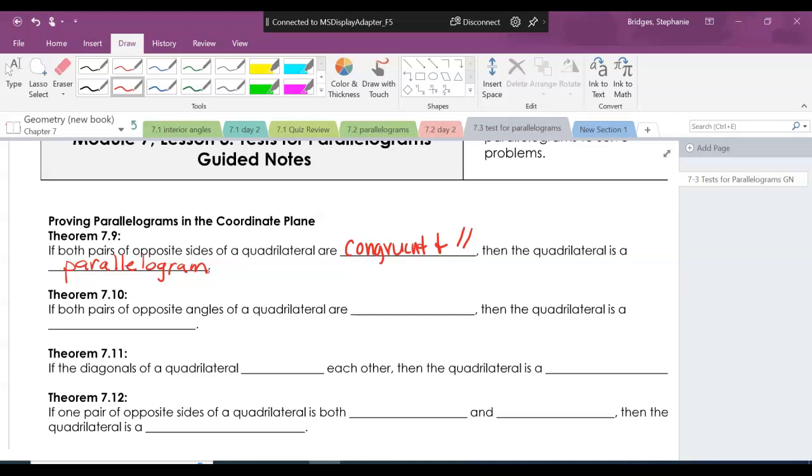The next one says if both pairs of opposite angles of a quadrilateral, what are opposite angles in a quadrilateral? They're supposed to be congruent. So if both pairs of opposite angles of a quadrilateral are congruent, then that quadrilateral is a parallelogram. Well, this whole chapter's got them.